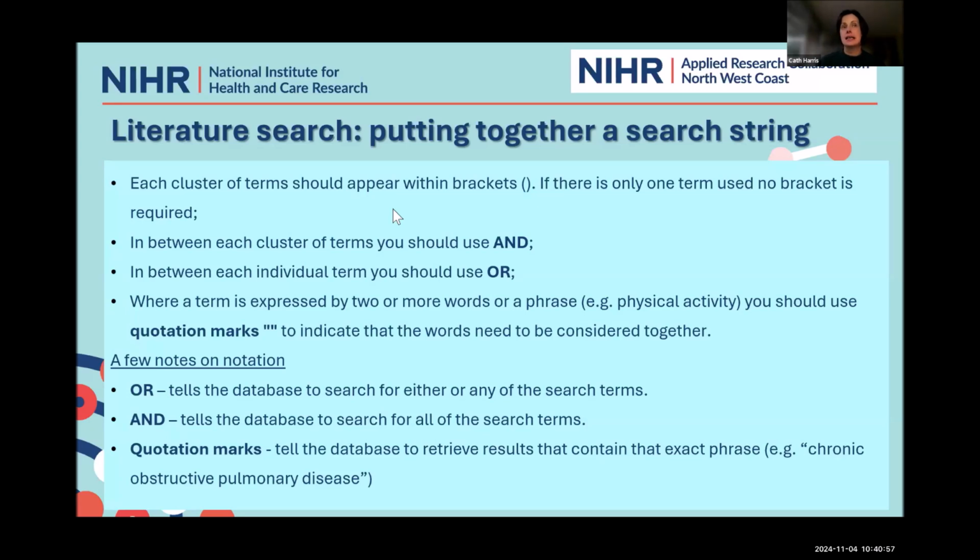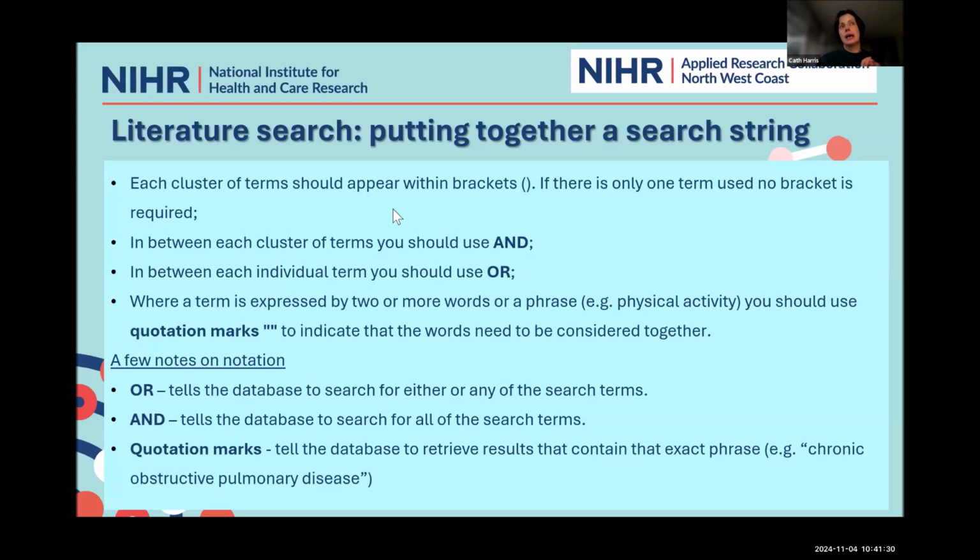And this will ask the database to return abstracts that have either of those words within the abstract, because we want abstracts with either of those terms. AND tells the database to search for both or all of the search terms. So we will use AND to connect the concepts together. So stroke AND physical activity, because we want abstracts that have both of those terms within the abstract.